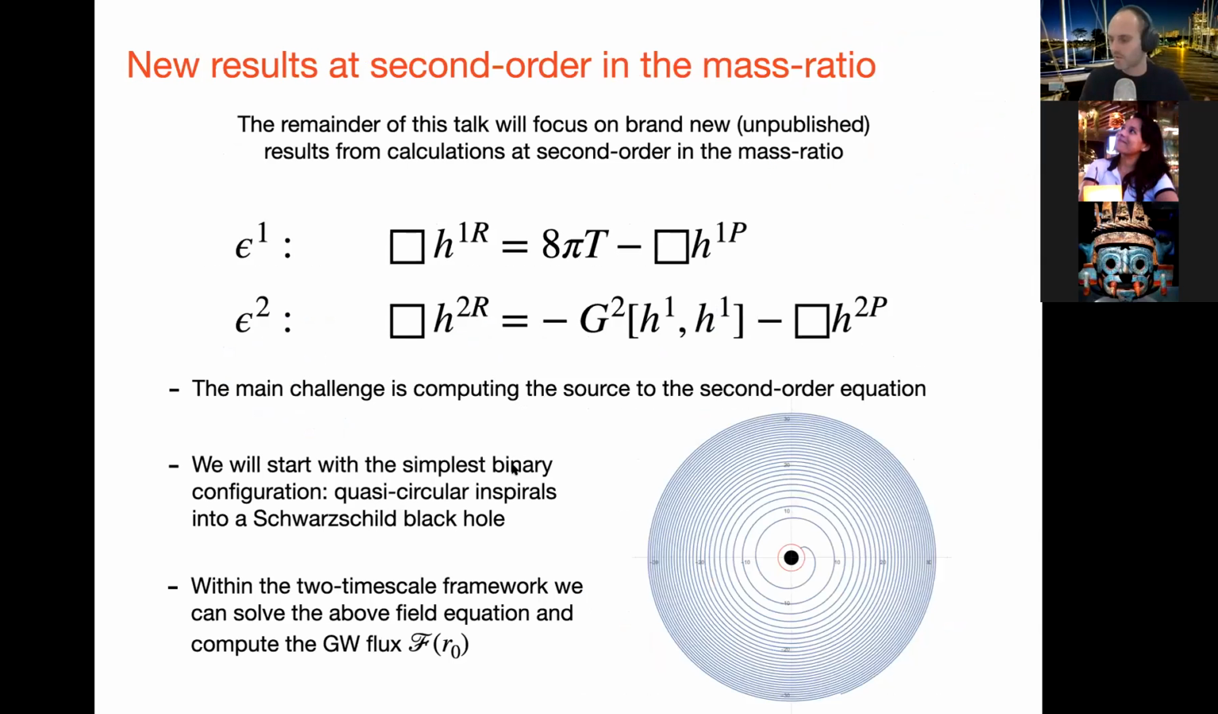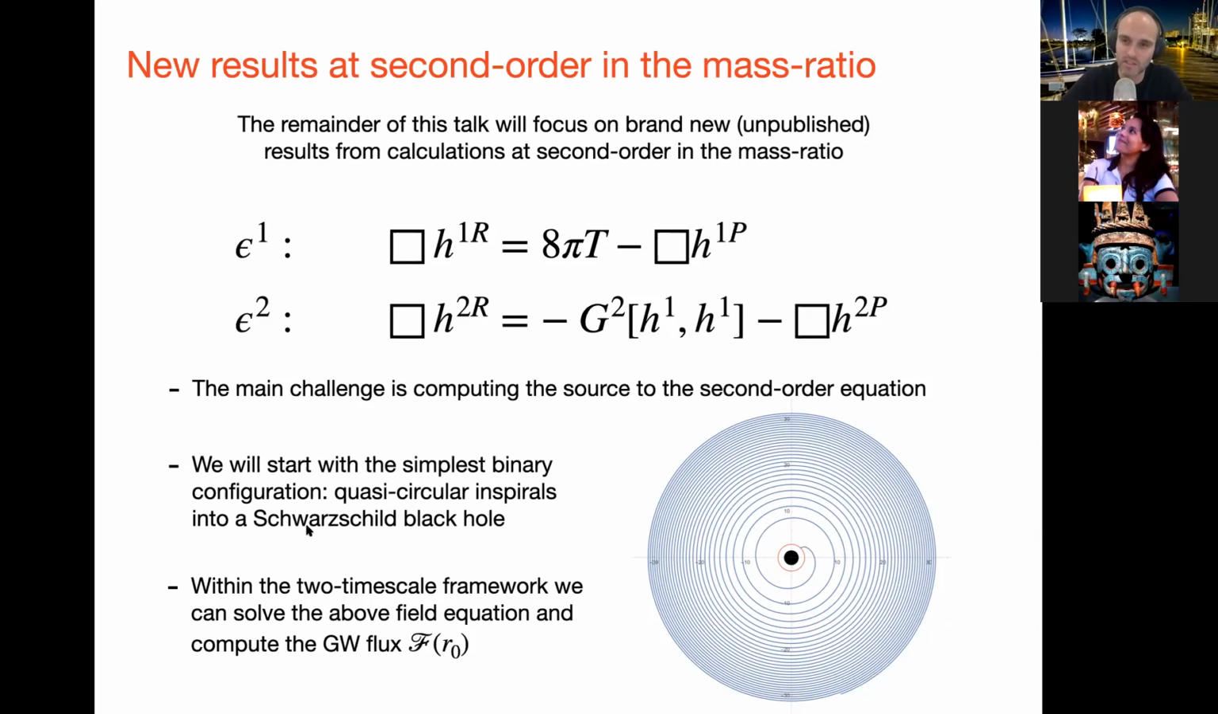Okay, so for the remainder of my talk, I've just given a sketch of the calculation. You could easily give a whole lecture series on this calculation, but we'll stop there. I just want to talk about the results that we're getting at second order in the mass ratio. So basically solving this equation. And the main challenge comes from actually computing this source here on the right-hand side. And so to make things easier, we will start with just the simplest orbital configuration.